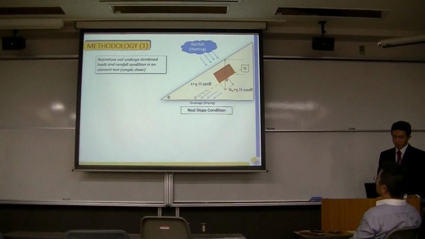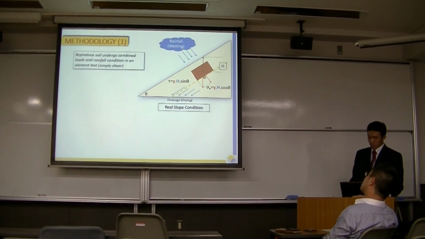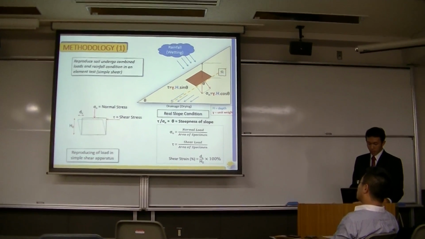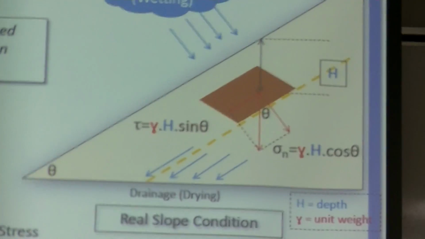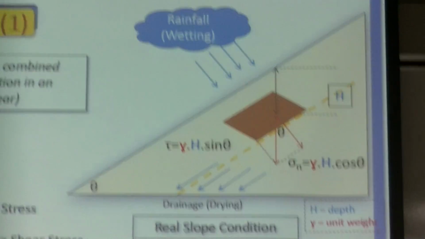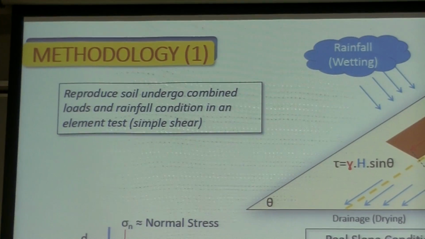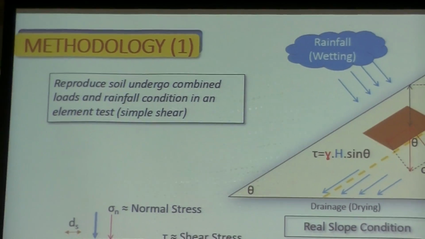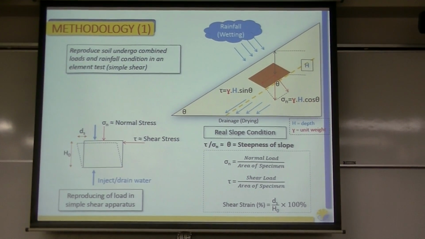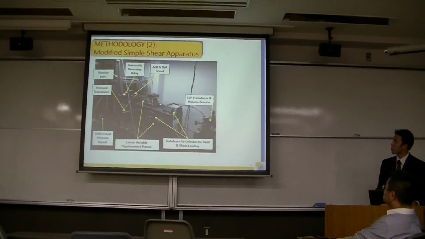My methodology is to reproduce soil under constant combined stress, which represents soil depth and angle of slope. To represent rainfall and drying condition, water is injected and drained from the top and bottom side of the specimen. The benefit of using a simple shear apparatus is that, because the specimen is small, it's relatively easier to achieve moisture uniformity when injecting water compared to other apparatus. It also represents a common type of deformation that happens in natural slopes.